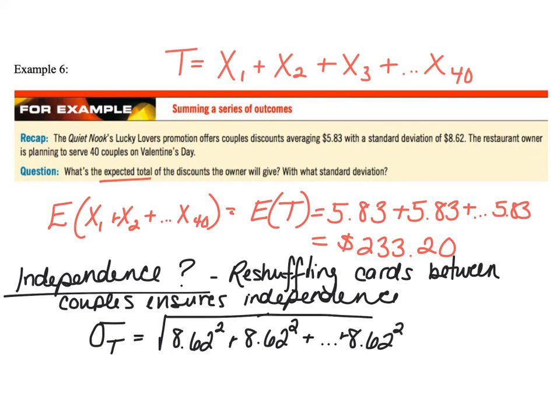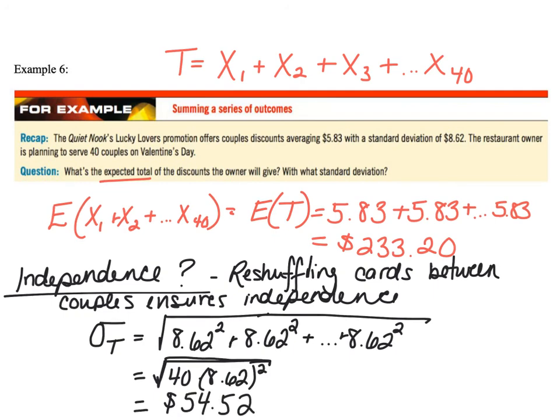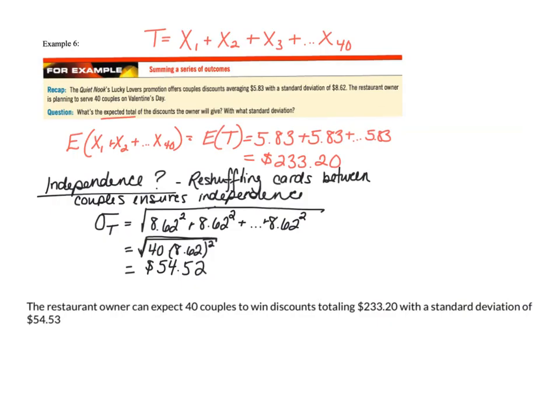But now I can think about, okay, so what would that mathematically be equivalent to? So that's going to be the same as 40 times $8.62 squared. Okay, so only the $8.62 would be squared. And I'm going to put that in my calculator. And let's see, I get $54.52. My conclusion is that the restaurant owner can expect 40 couples to win discounts totaling $233.20 with a standard deviation of $54.53.